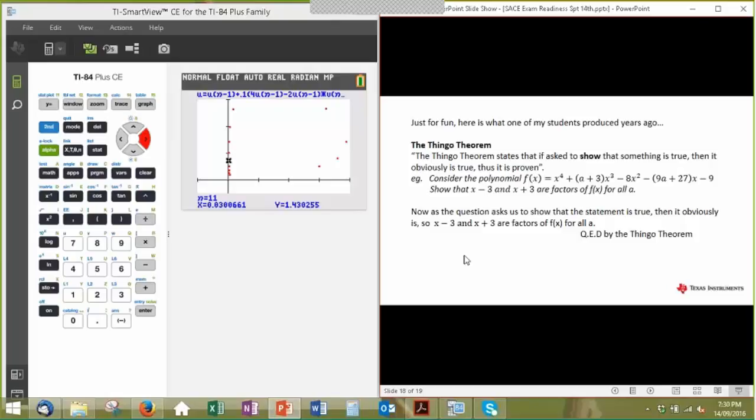But I thought that you'd like this little thing to finish off on. One of my students years ago produced this. He thought it was a good idea to have what he called the Thingo theorem. And that said that if you're asked to show that something is true, it probably is true, so therefore it's proven. So, for example, consider this nice polynomial. Show that x minus 3 and x plus 3 are factors of f of x for all a. As the question asks us to show that the statement is true, then it obviously is true. So x minus 3 and x plus 3 are factors of f of x for all a, QED.